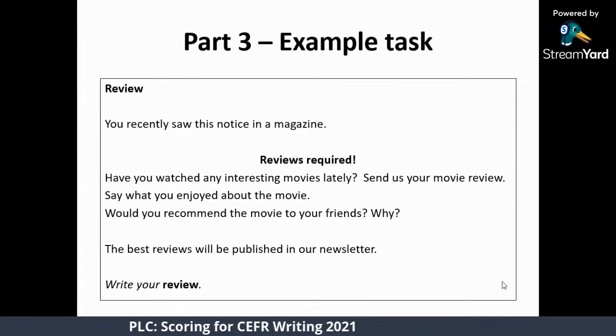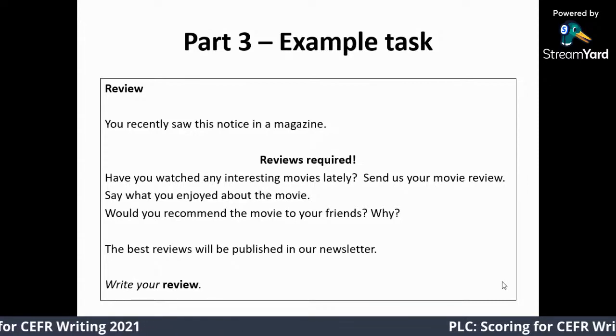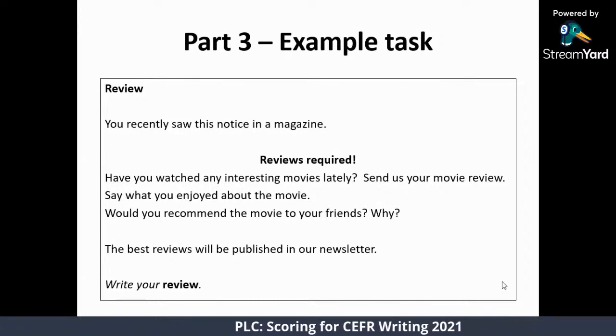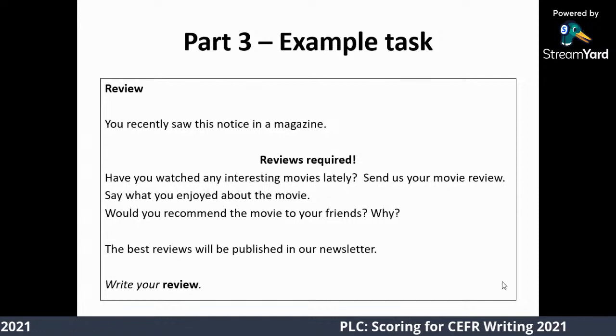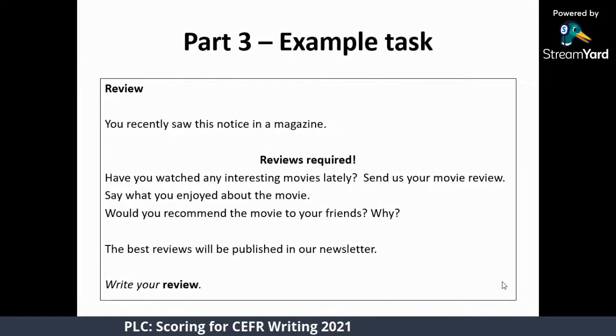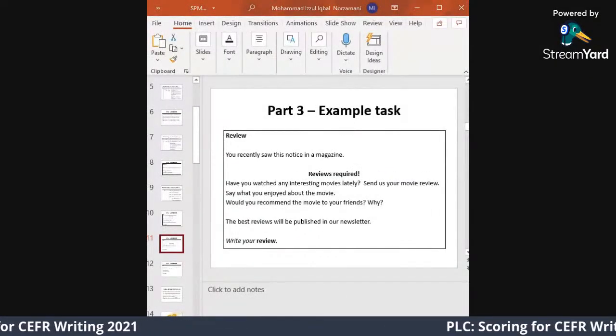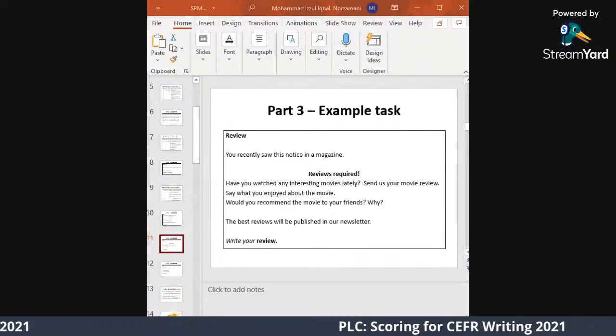Okay, look at the first sentence. It is actually any interesting movies lately. Okay, so do not penalize them, give them the benefit of the doubt. Okay, read through the whole script. If you think it answers all the requirements, task fulfillment, organized really very well, you can actually give them the marks. Okay, we will look at it in other sessions later on. Okay, so would you recommend the movie to your friends and why?